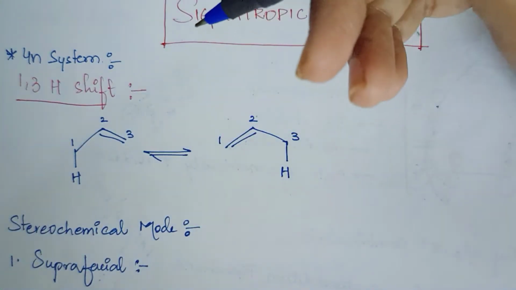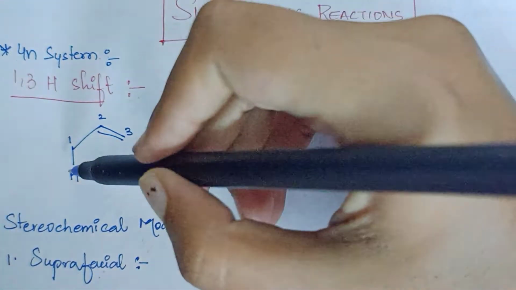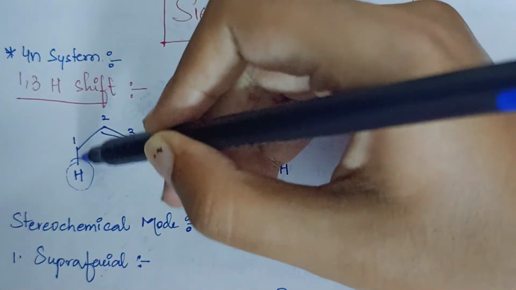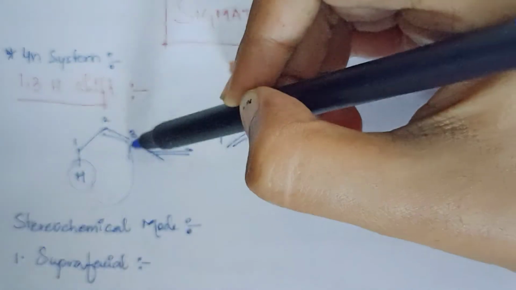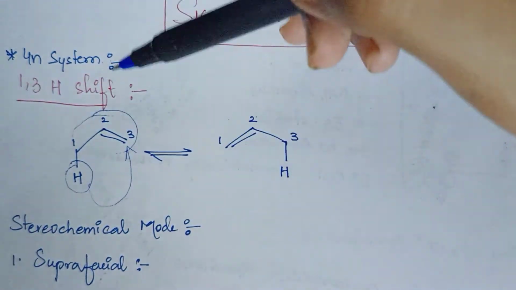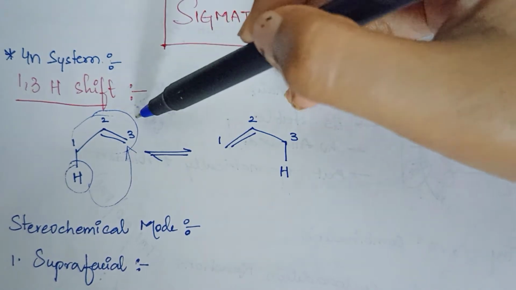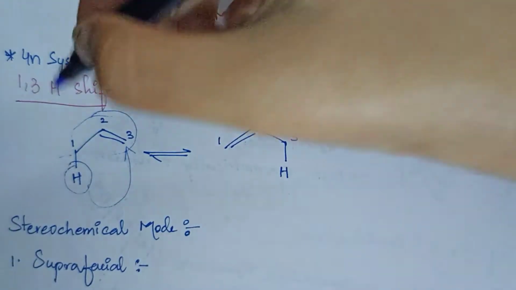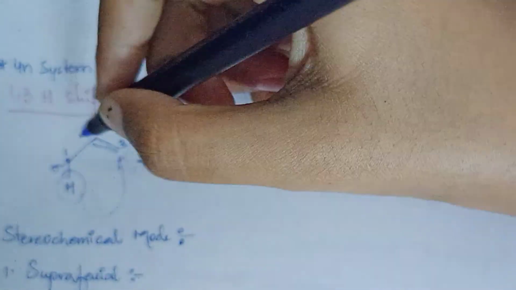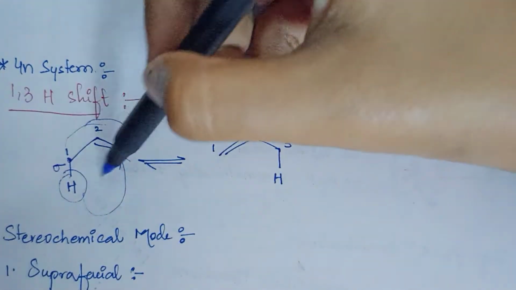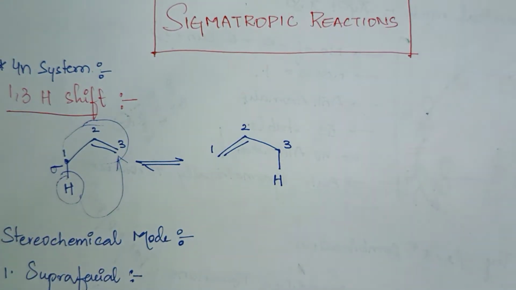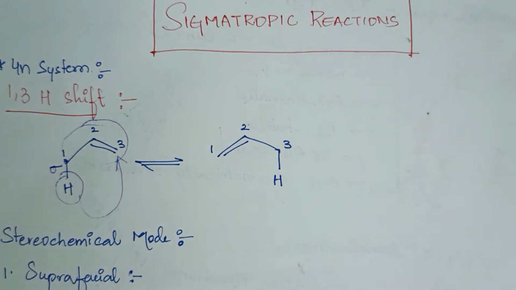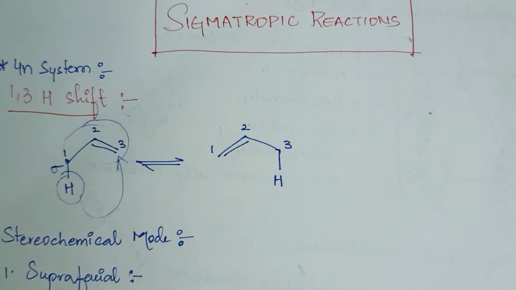Before going to the PMO approach, first I will discuss what happens in sigmatropic reactions. See here, the hydrogen is sigma bonded to the carbon, and this hydrogen will migrate to this carbon, that is, it is migrating around the conjugated pi system. So the bond between carbon and hydrogen is a sigma bond, and this sigma bond is migrating around the conjugated pi system. So this is known as a sigmatropic reaction. Any sigma bond that migrates around the conjugated pi system is known as a sigmatropic reaction.